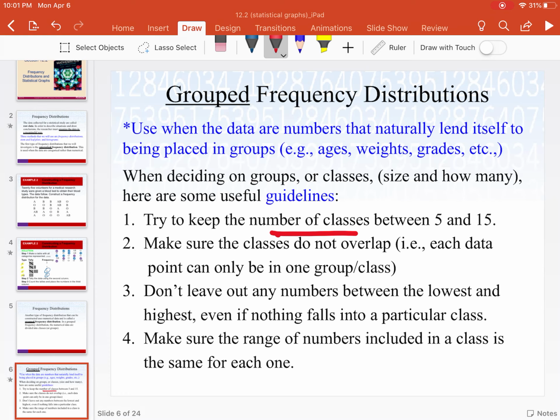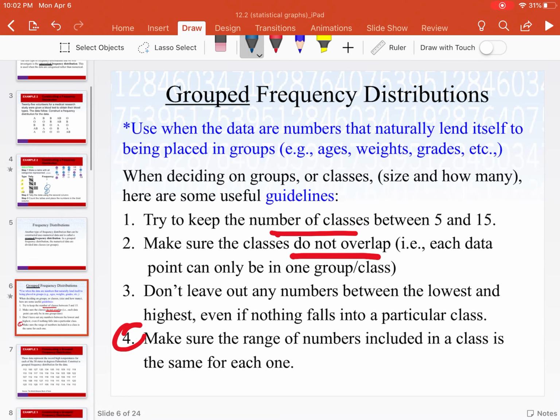So the classes cannot overlap. Can't overlap, otherwise you wouldn't know which group to put the data in if it overlapped. We'll talk about that more. Make sure you don't leave out any numbers, and you cover between the lowest and the highest. Even if nothing's in that class, you still have to have a group for it if that's how the data falls. I'll show you. And number 4 is important. The range of the numbers is going to be the same for each class, whatever you decide on. Okay?